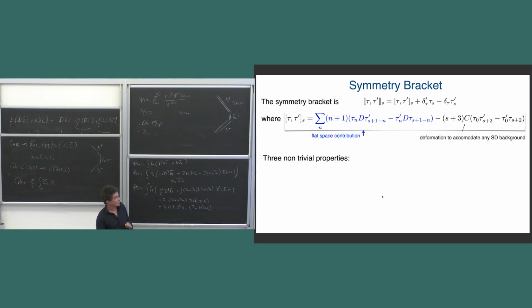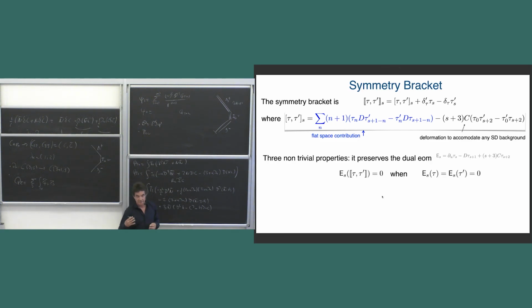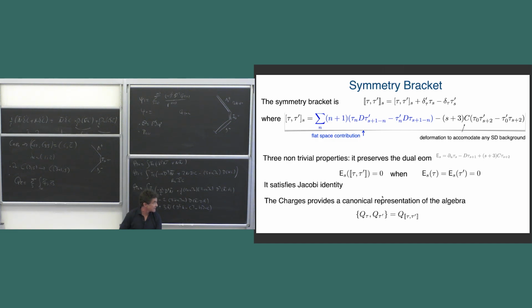If you assume for a moment that C is just a background parameter, you can check that this object satisfies the Jacobi identity. So this is a proper well-defined Lie algebra if you treat C as a background. You also want to show that if you take two objects that satisfy the dual equation of motion, your bracket preserves the equations of motion, and it does. It satisfies the Jacobi identity, and it provides a canonical representation of the algebra. So that's your symmetry algebra.